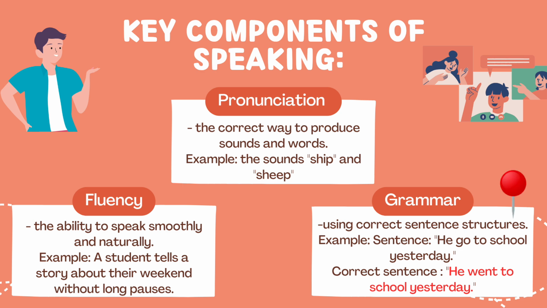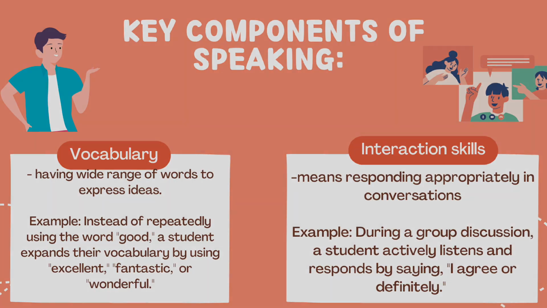Third is grammar, which means using correct sentence structures, using subject-verb agreement and tense consistency. An example is "he go to school yesterday." So the correct sentence there is "he went to school yesterday," because "went" is used as the past tense of the verb. Next is vocabulary, which means having a wide range of words to express ideas.